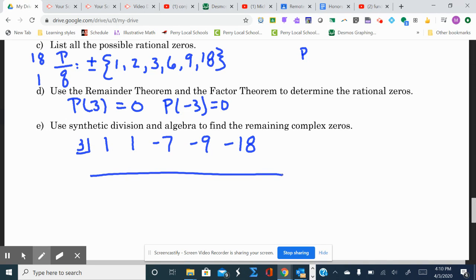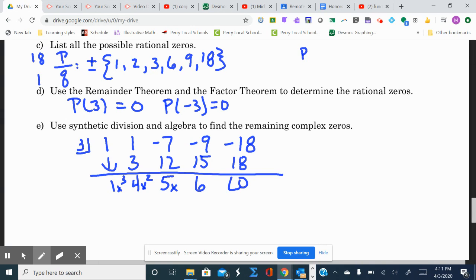Synthetic division, we're going to drop down our 1. 1 times 3 is 3. 3 plus 1 is 4. 4 times 3 is 12. Then 5, 15, 6, 18, and we get a remainder of 0, which is what we want. So this is now a cubic. So this would be x to the third, x squared, x, and our constant.